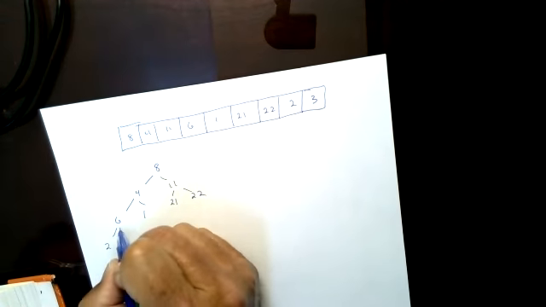How many times will I be looking to percolate down? How many parents are there? 4. Yep. 6, 11, 4, and 8.